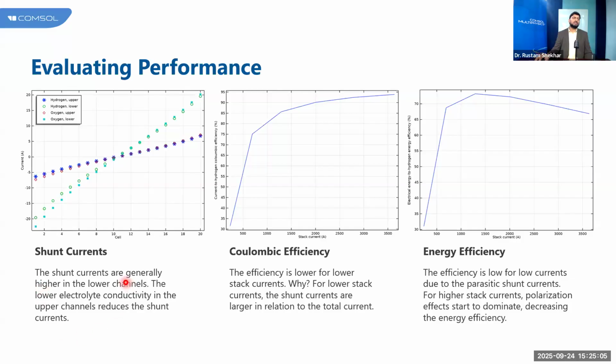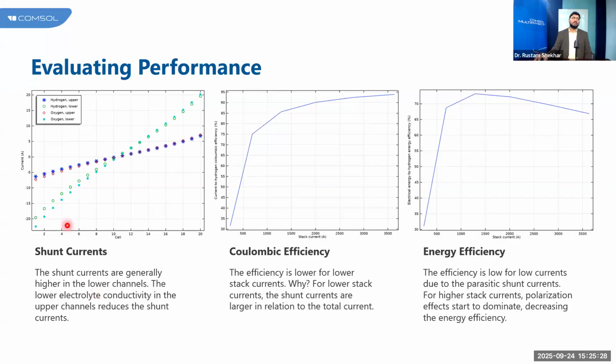So this tells us that when we go to the lower channels, shunt current is generally higher, and the lower electrolyte conductivity in the upper channels reduces the shunt current. Once we know this behavior, we can do something about it by providing different inlets at different layers, so we can reduce the shunt current and gain back our efficiency.